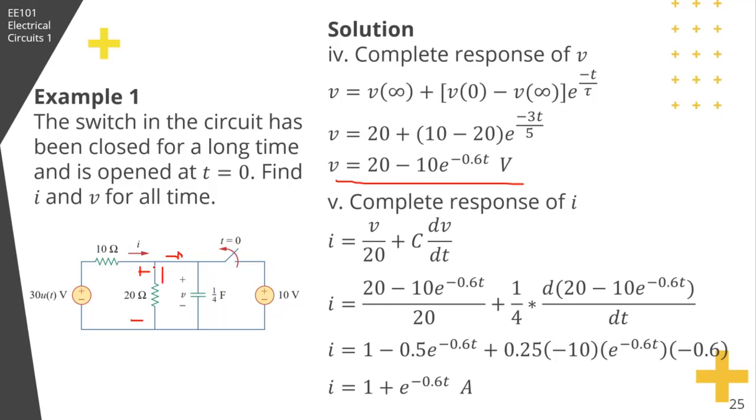It looks like KCL. This current is equal to the sum of these two: this one is V over 20, and this one is the current through the capacitor, which is C dV dt. So V over 20, where V is 20 minus 10 e to the negative 0.60t, divided by 20, plus 1/4 times the derivative of V. So we'll eventually have I equal to 1 plus e to the negative 0.60t.